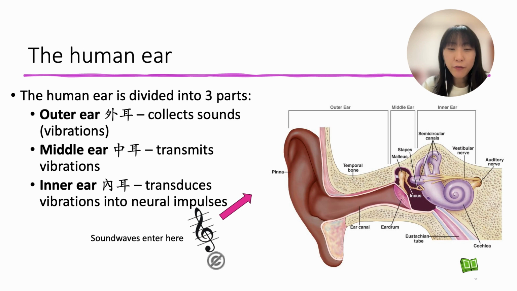This is a picture of the human ear, which is divided into three different parts. The outer ear will collect sounds like vibrations. And then the middle ear helps transmit the vibrations. And finally, the inner ear will transduce the vibrations into neural impulses.